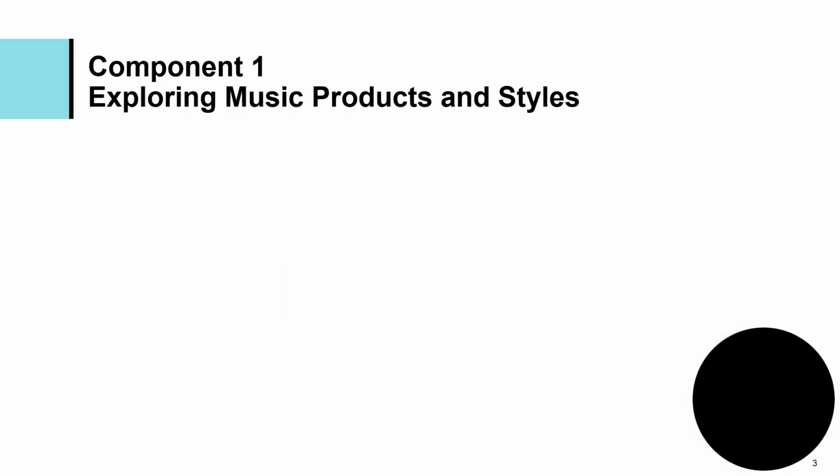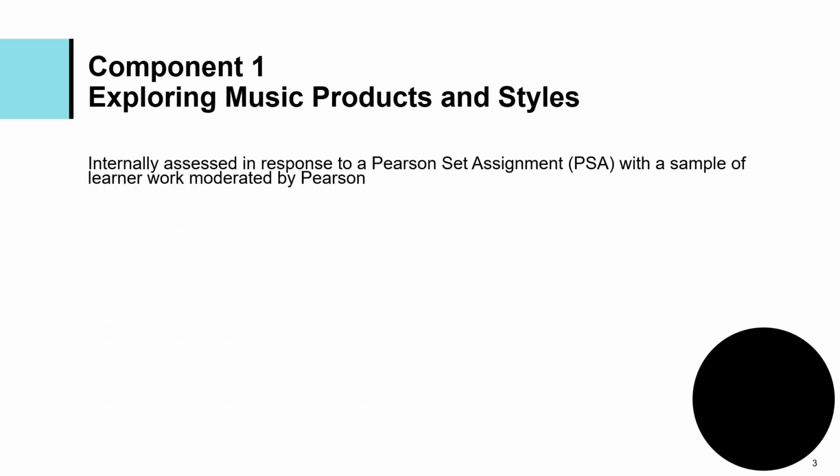In this video we're going to be having an overview of Component 1 of the Tech Award in Music Practice. Component 1 is called Exploring Music Products and Styles, and this is an internally assessed component in response to a Pearson set assignment. On the previous Tech Award, this component was often assessed by an authorised assignment brief or a centre devised assignment brief, but now Pearson will set the assignment brief for component 1 for each series. So there'll be a different PSA for each series depending on when learners are entered to take the assessment.